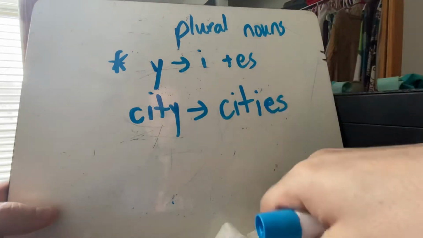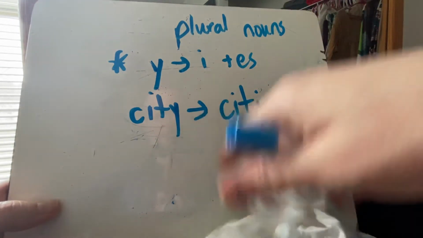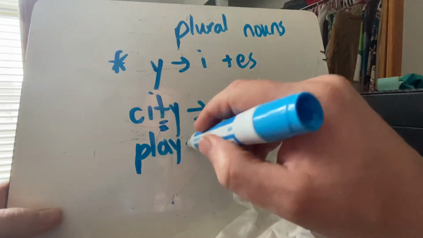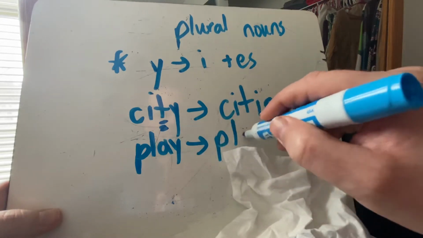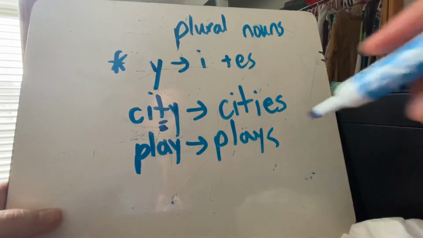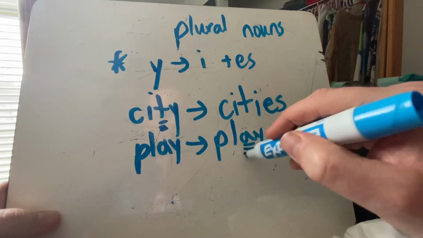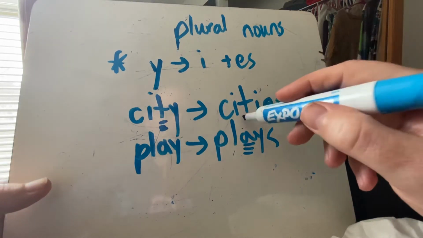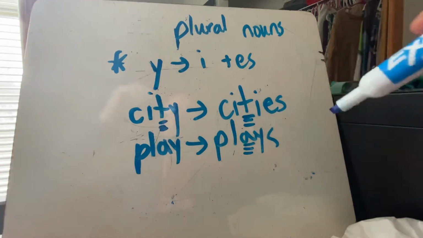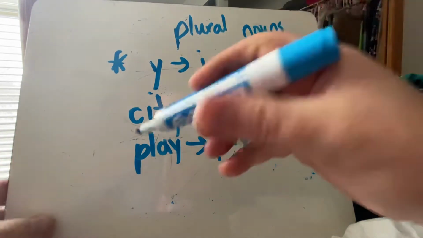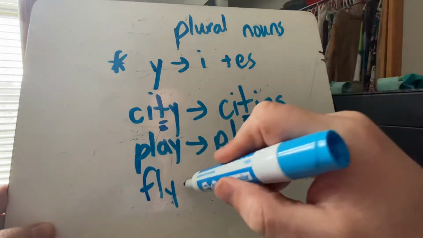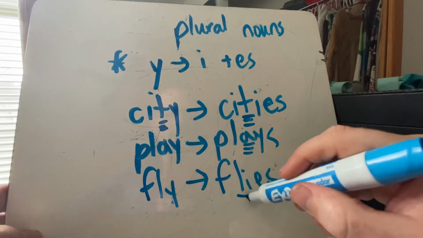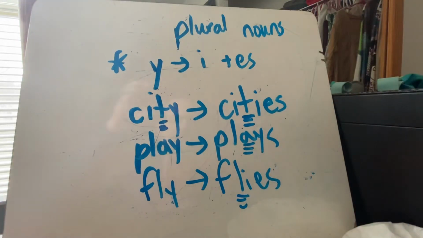So make sure that when we're working with the Y, and it's got to have a consonant, like if it's play, we went to see the play. This one we would just add an S because the letter in front of it is not a consonant. So that stays the same. It's got to have a consonant to change the Y to an I and add ES. Okay. Fly. We saw a bunch of flies. Consonant, change the Y to an I and add ES.